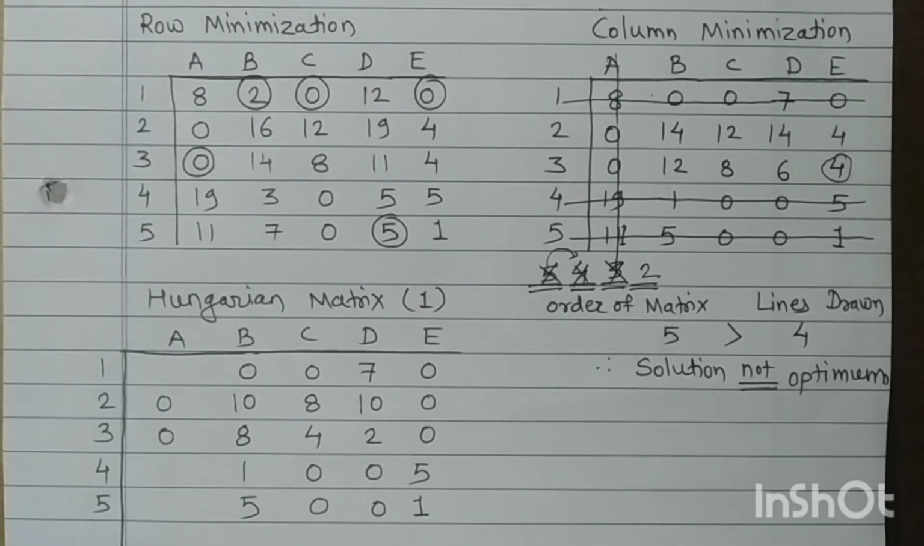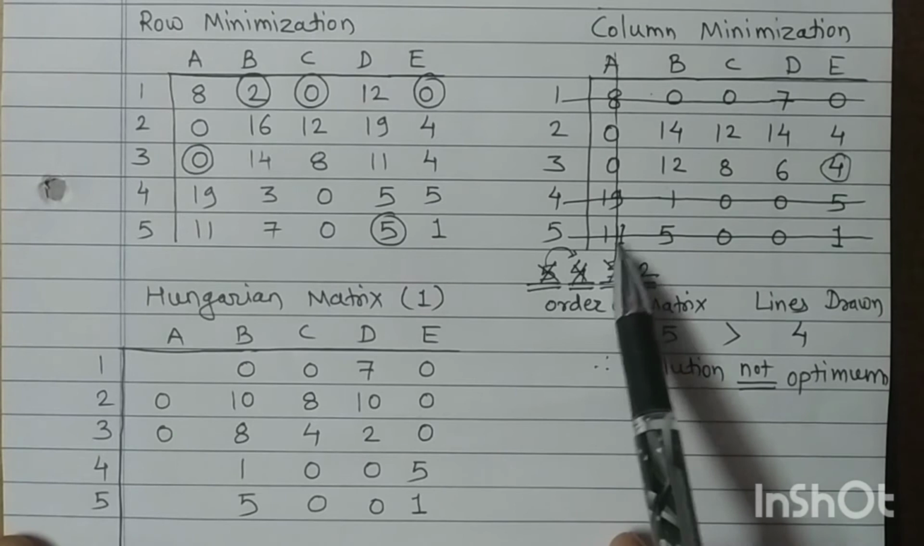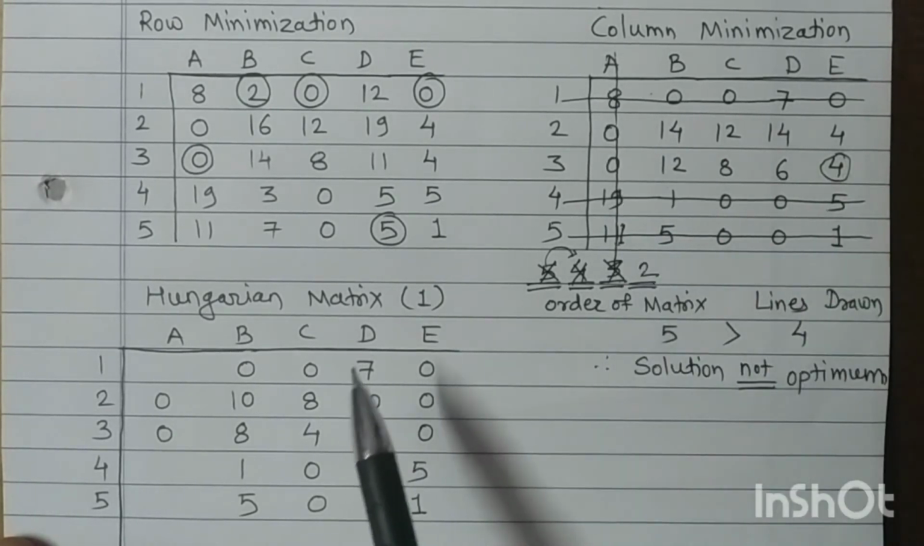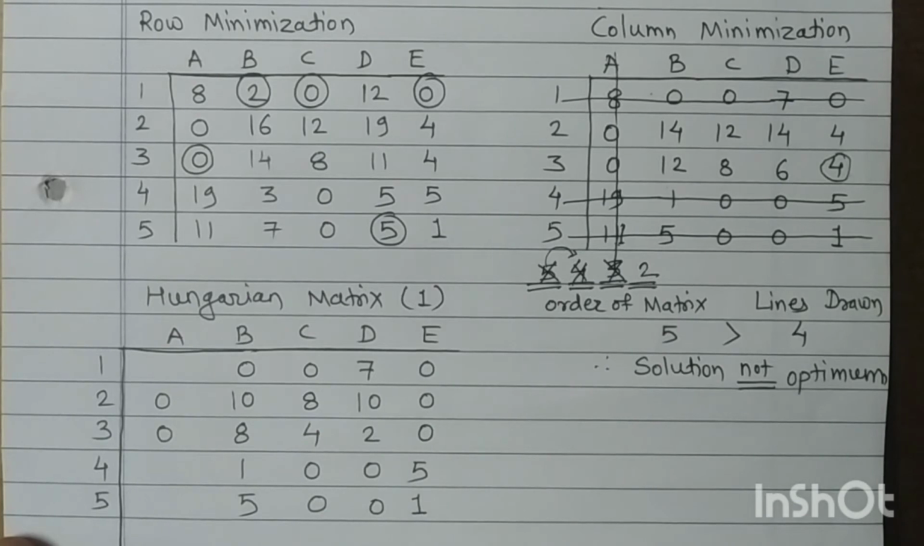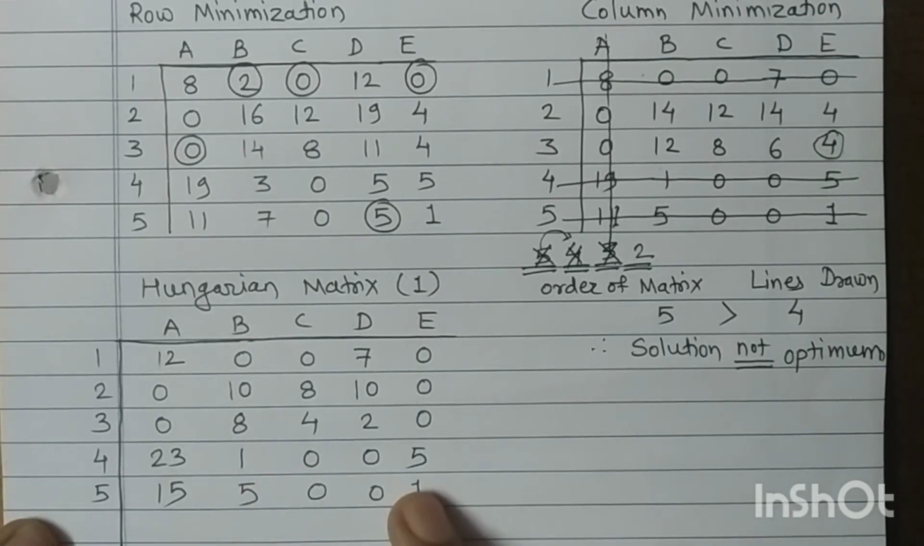Now the last step of the Hungarian matrix: the elements which are present on the intersection of lines, that is 8, 19 and 11, you have to add this 4 and your matrix, that is the first iteration of the Hungarian matrix, will be completed. So this is your Hungarian matrix iteration number 1.